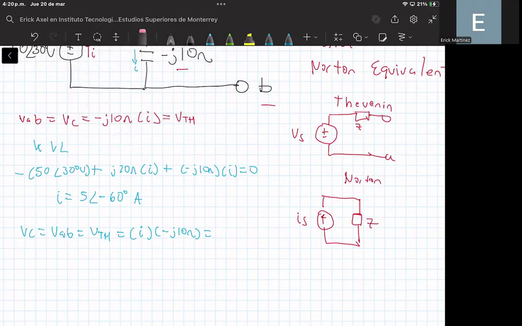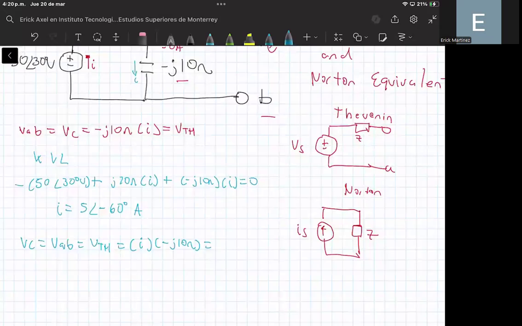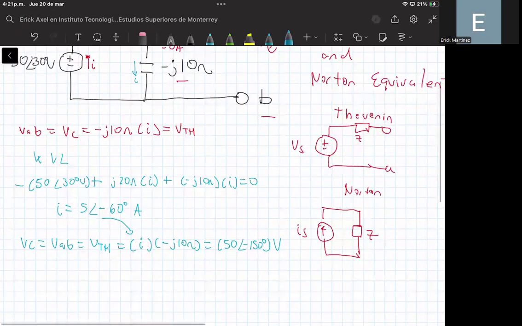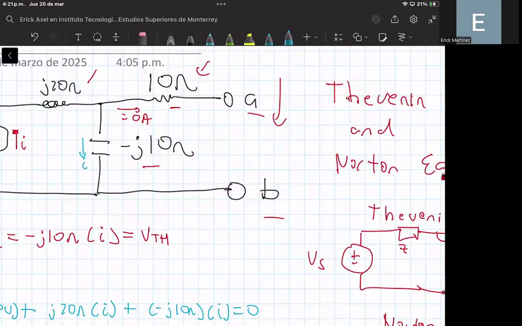And this is equal to, okay. Well, we need to substitute I in this part, and we multiply these two terms together, and we will have the following result, that is 50 with an angle of minus 150 degrees, and these are volts. Okay, so that is the result for computing the voltage across terminals A and B, that is the Thevenin voltage.